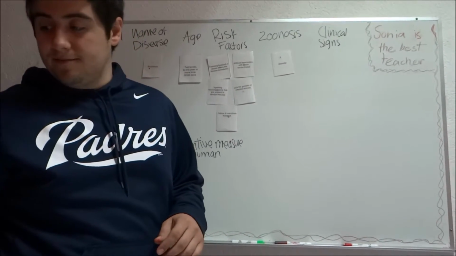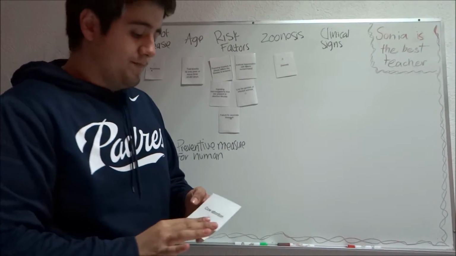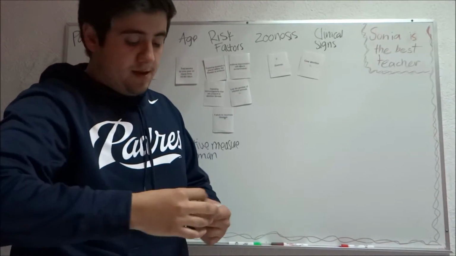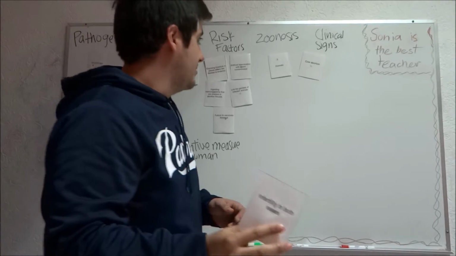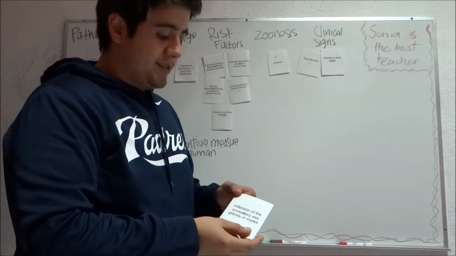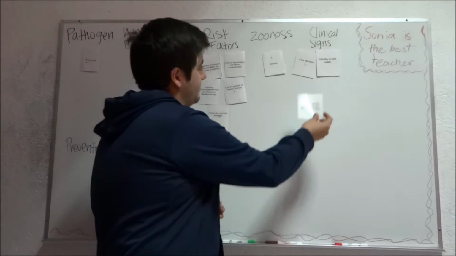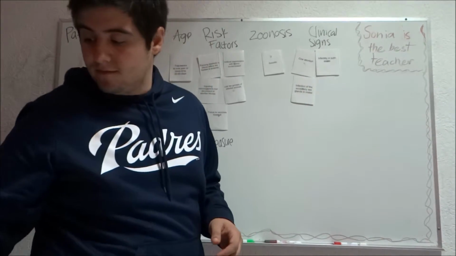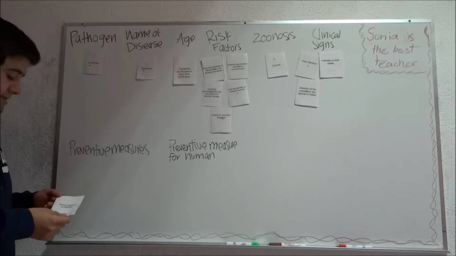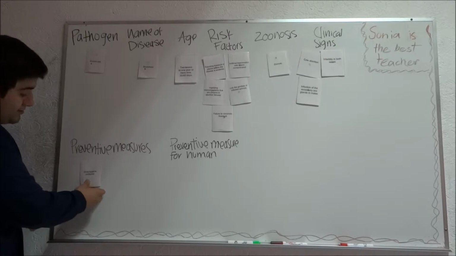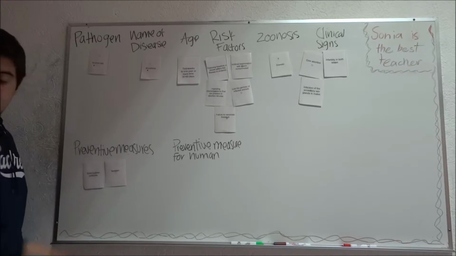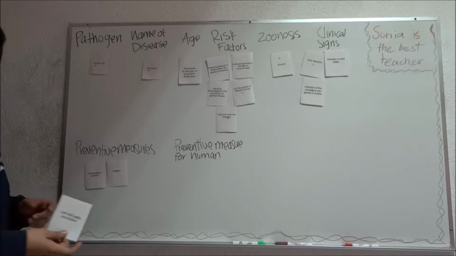The clinical signs are abortion, infertility in both sexes, the infection of the accessory sex glands in males. The preventive measures for animals are strict hygiene protocols, isolation, calf and cattle vaccination.